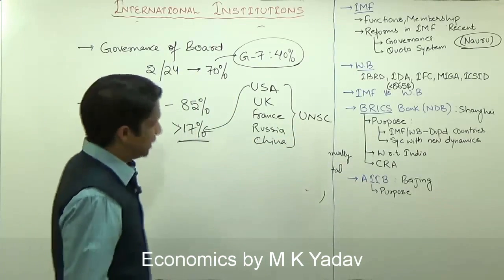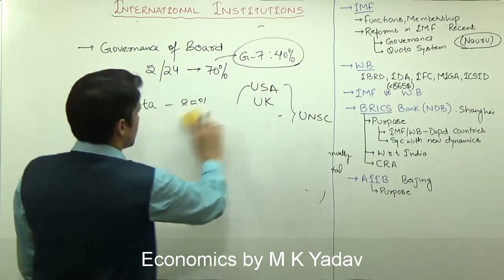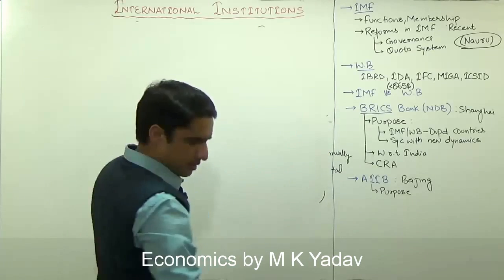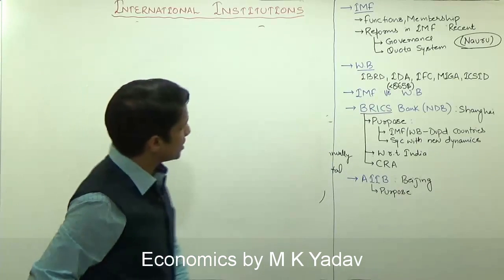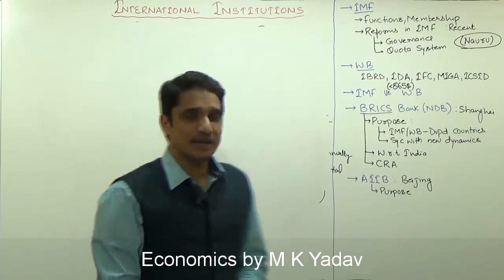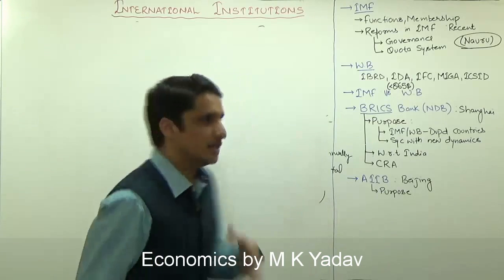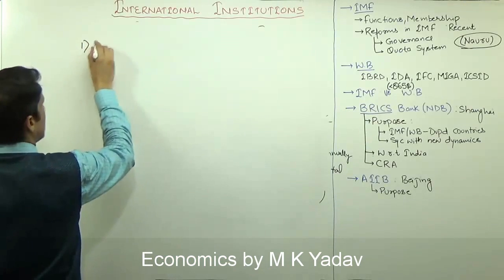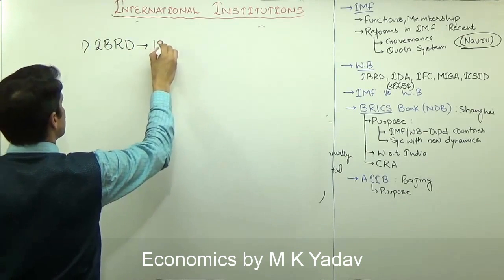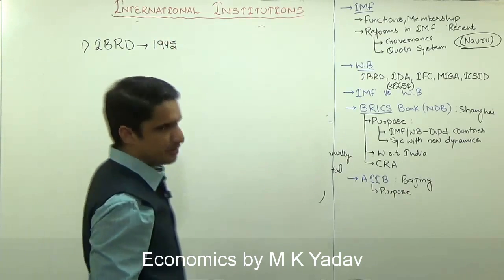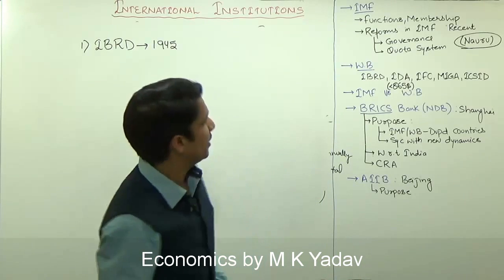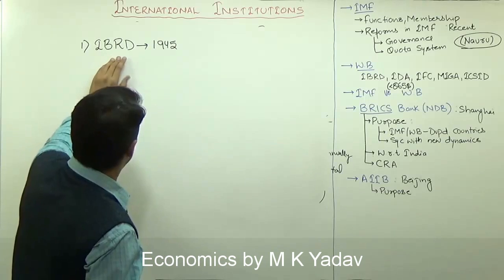After IMF, the next international institution we will discuss is World Bank. World Bank, again, one of the Bretton Woods twins, established in 1947. World Bank is not only a single bank, it is a group of 5 institutions. It is a family. The first one is IBRD. IBRD is the oldest one. It was established in 1945. By default, all the countries are members of World Bank. We have 189 members of World Bank.